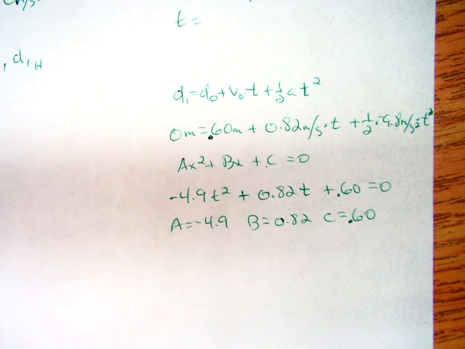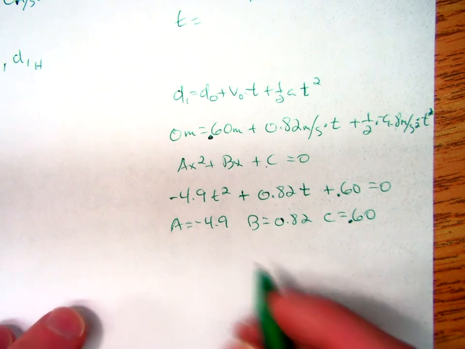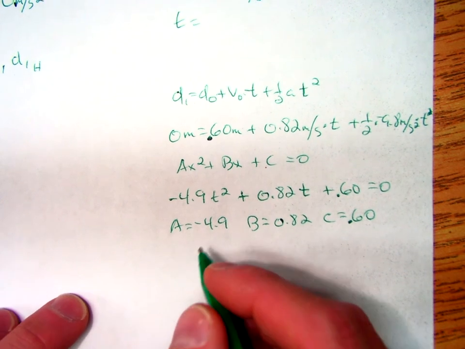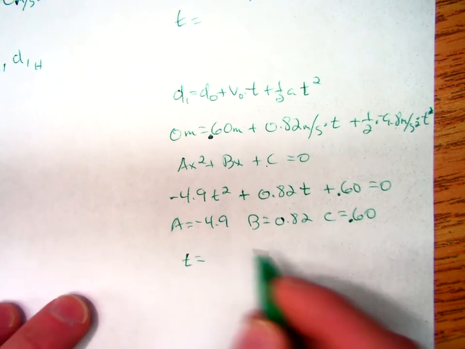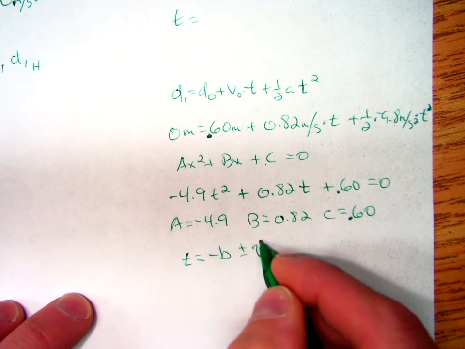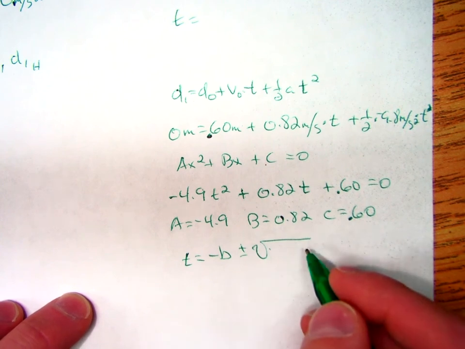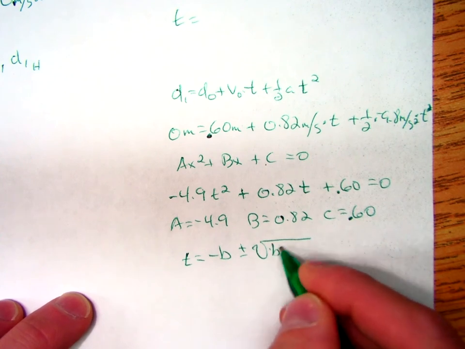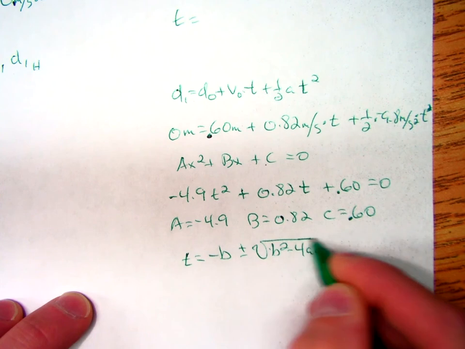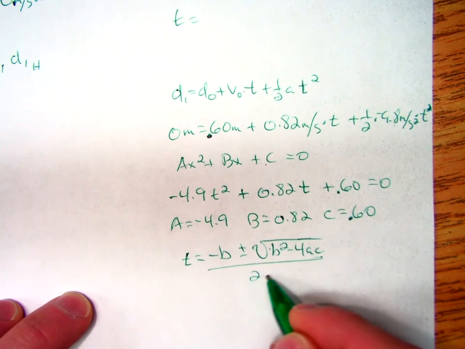All right, so T, in this case we're solving for T instead of X. T equals minus B plus or minus the square root of B squared minus 4AC all over 2A.